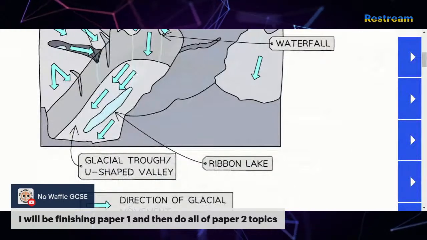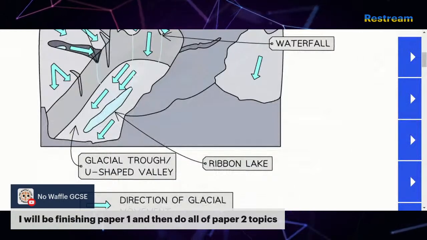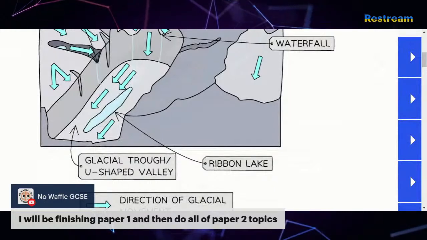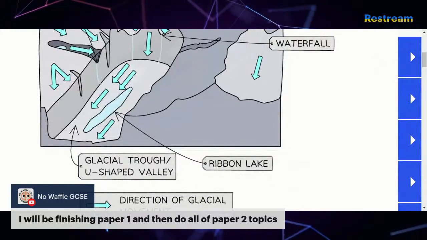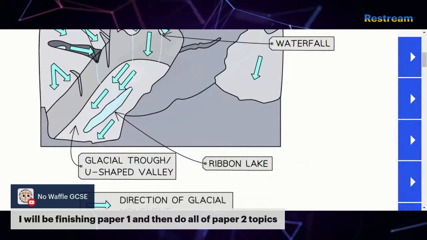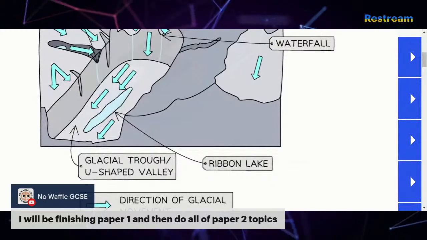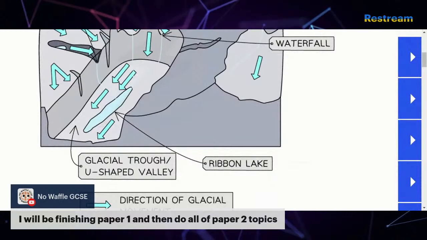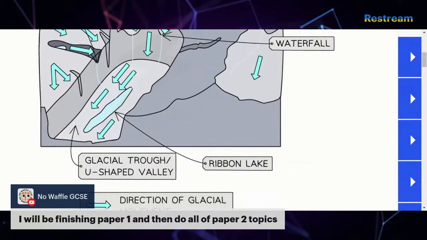Okay, those are the glacial landforms. A lot of people say they are the hardest part of GCSE Geography. So if you did understand them, then well done to you. They are the erosional landforms. Now we're going to look at the depositional landforms.